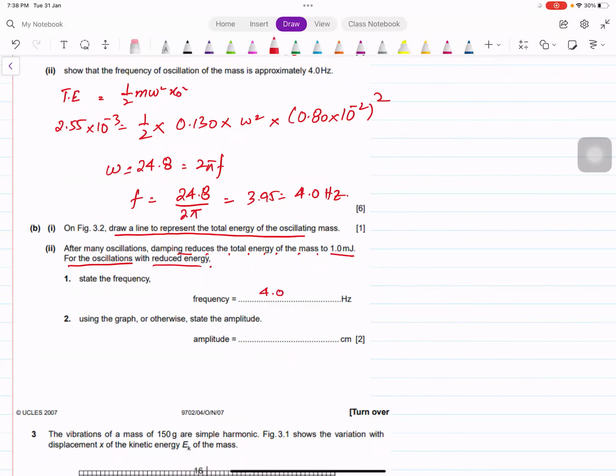Do you guys understand? Using the graph or otherwise, state the amplitude. Now for this, what is the formula that I told you? E1 over E2 is equal to x naught 1 square over x naught 2 square. When the energy was 2.55, what was x naught? 0.8, right? And square. So when the energy is 1, what would be x naught? Can you find this, please?